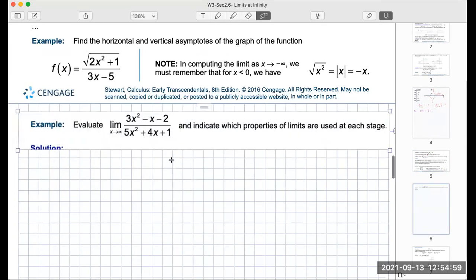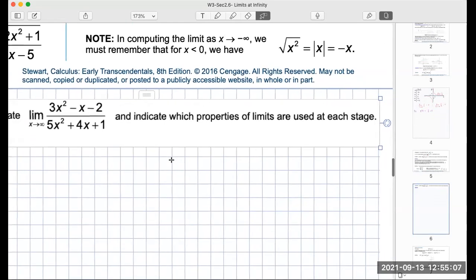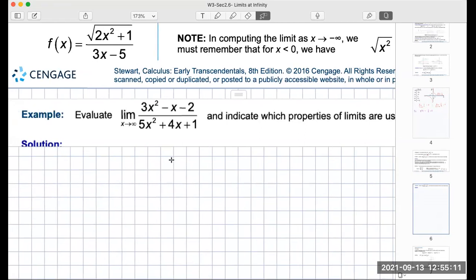Now compute this and indicate which properties of limits are used at each stage. First, what is the highest degree of the numerator? Very good. And the highest degree of the denominator? Good job. So look at this.